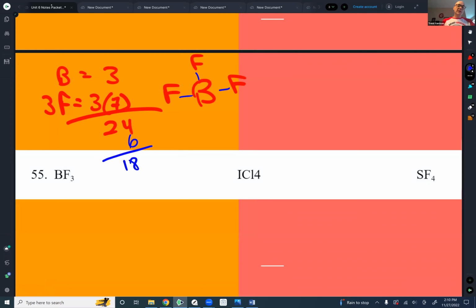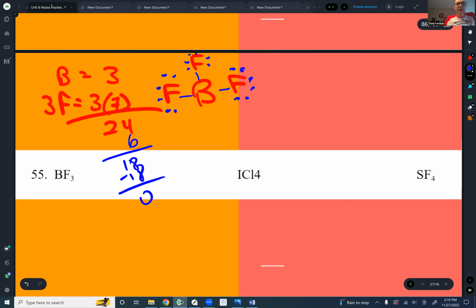Now I'm going to make sure that the Fs all have stable octets. They must have their stable octets. So that's 6, 12, and 18. So that means I have filled up. I don't have any extra. So that boron does not get a stable octet. It's satisfied with a stable sextet.